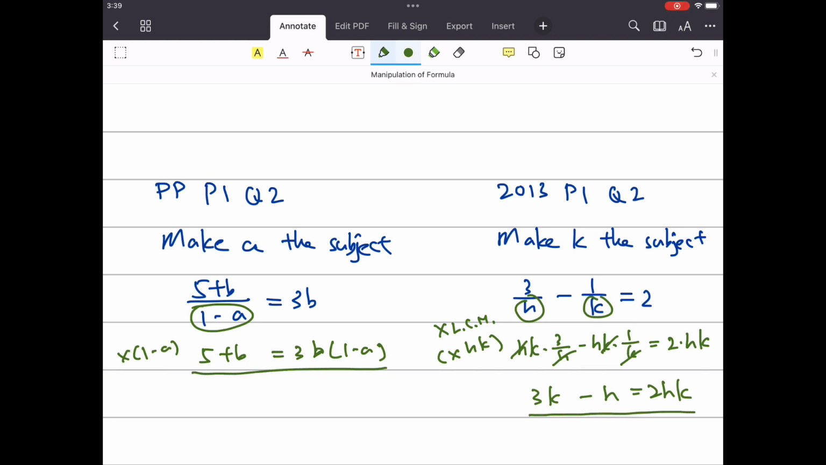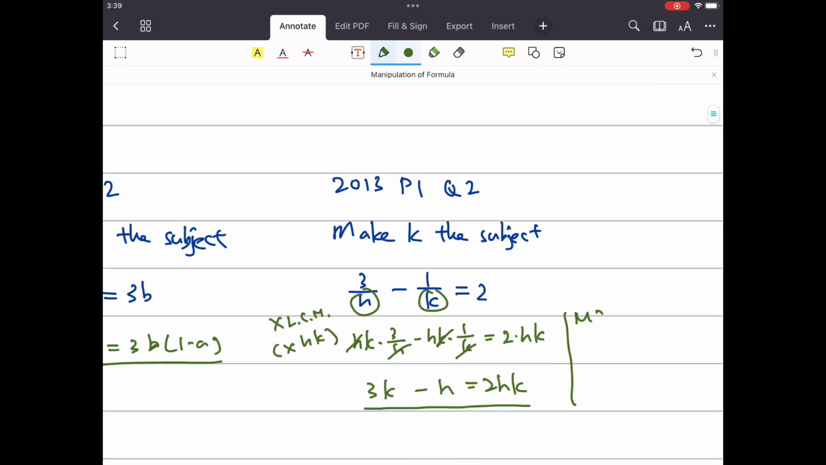For this question, we actually have another method, method 2. Since the question asks you to make k the subject, you may move the term with k to one side and the one without k to the other side like this. We are not going to go through the details of this method.